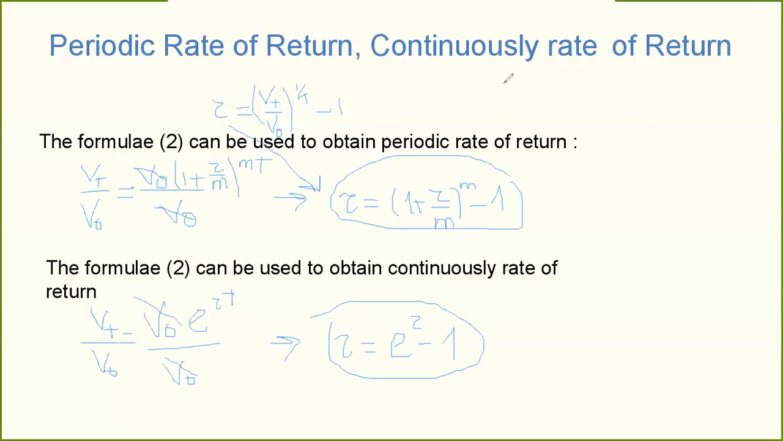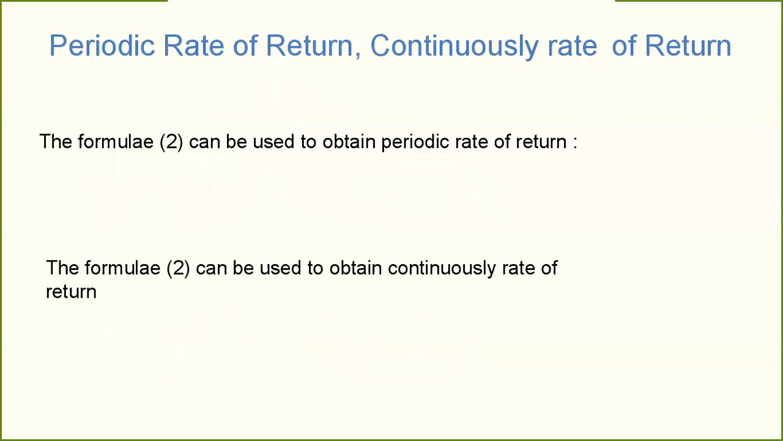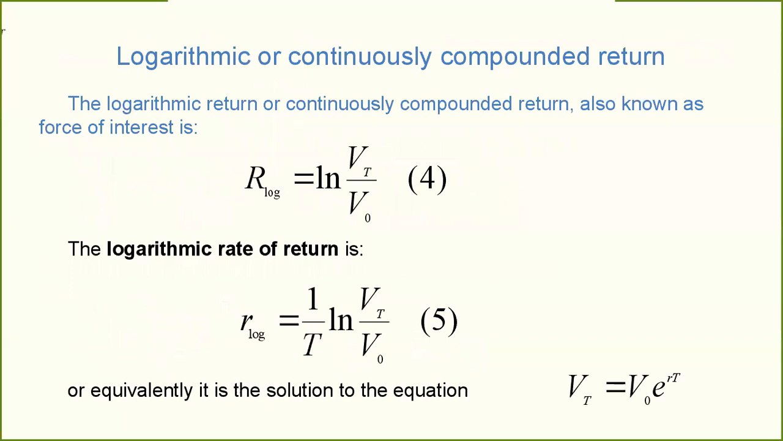So, clear. And move on to the next slide. The next slide is the logarithmic or continuously compounding return. What does it mean?